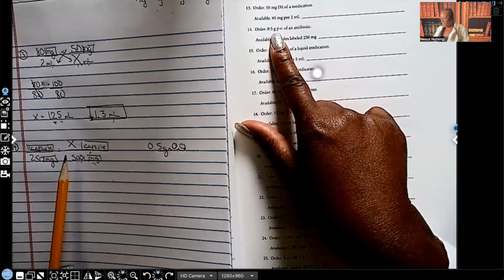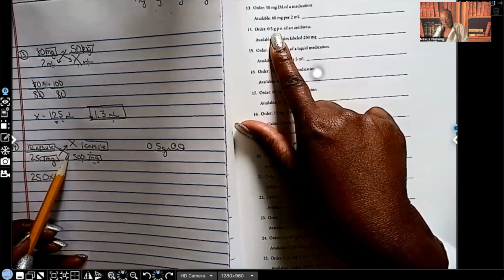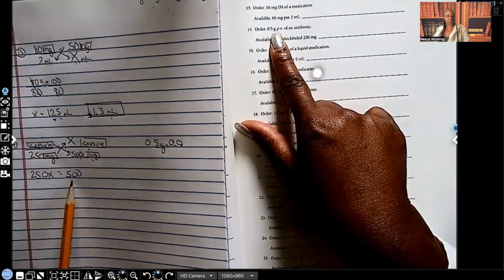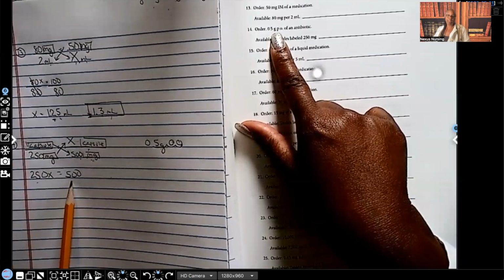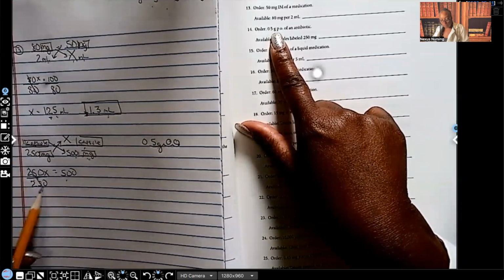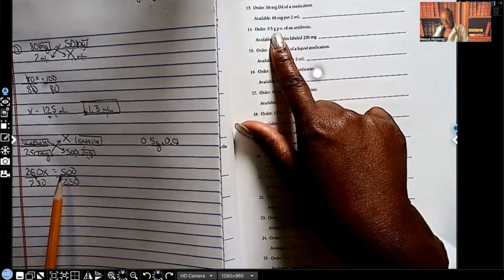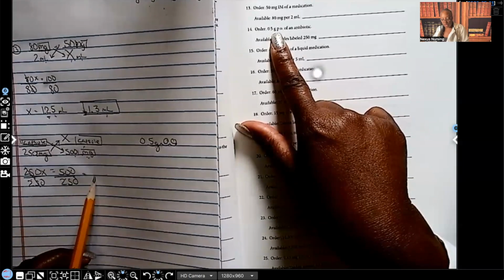Now that I have the entire equation, now I can cross multiply. 250 times X equals 250X. Now I'm going to cross multiply on the other side. 500 times 1 equals 500. So now I have 250X equals 500. I have to get X by itself. What am I going to do? I'm going to divide by 250 on both sides to get X by itself. Divide by 250, divide by 250. Okay, 250 goes into 500 how many times? 500 divided by 250, that's 2.